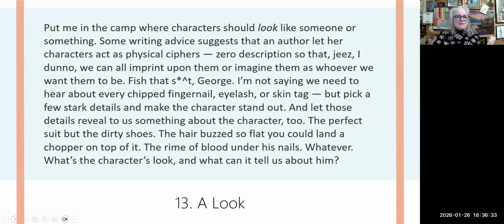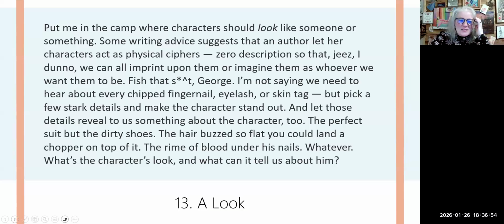Number 13, they need a look. Put me in the camp where characters should look like someone or something. Some writing advice suggests that an author let her characters act as physical ciphers. Zero description so that, geez, I don't know, we can all imprint upon them or imagine them as whoever we want them to be. Fish that stuff, George.